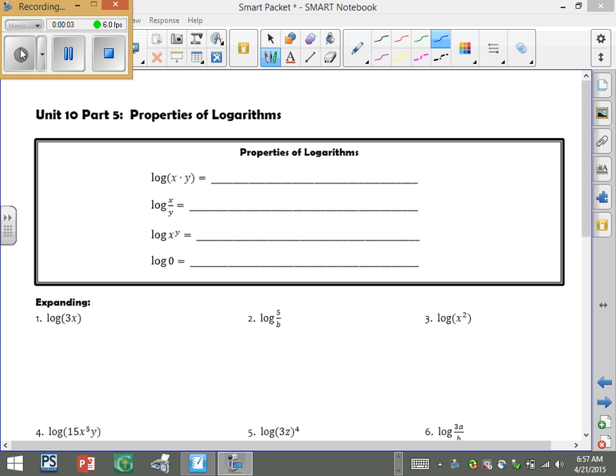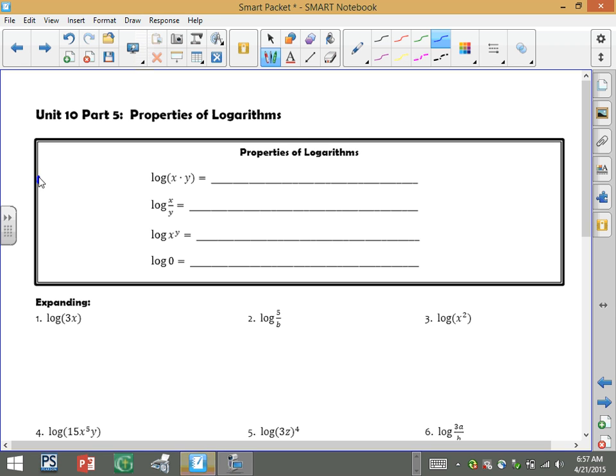take a look at some of the properties associated with logarithms. So with these types of problems, we're not actually going to solve anything. We're basically just going to do some expanding and condensing of different problems. So the first property, the thing to remember is that multiplication inside the parentheses will turn into addition outside. So log xy will turn into log of x plus log of y.